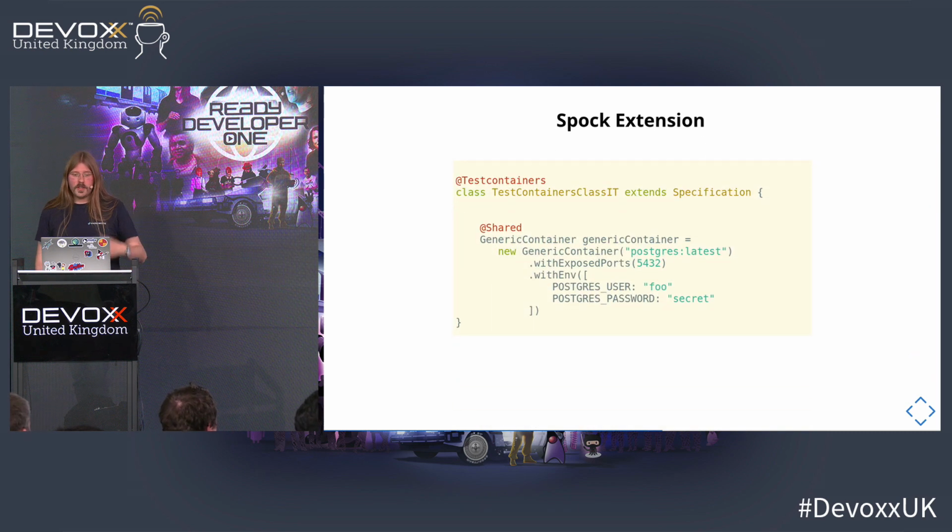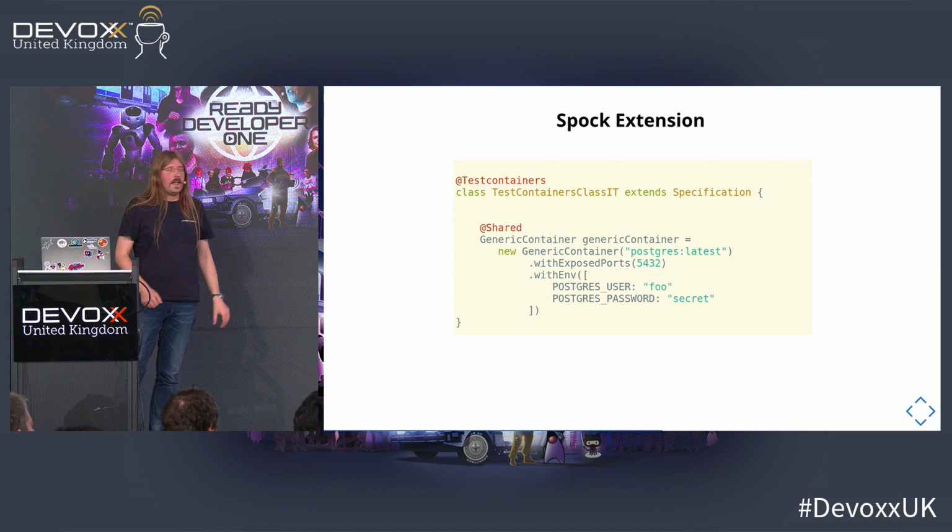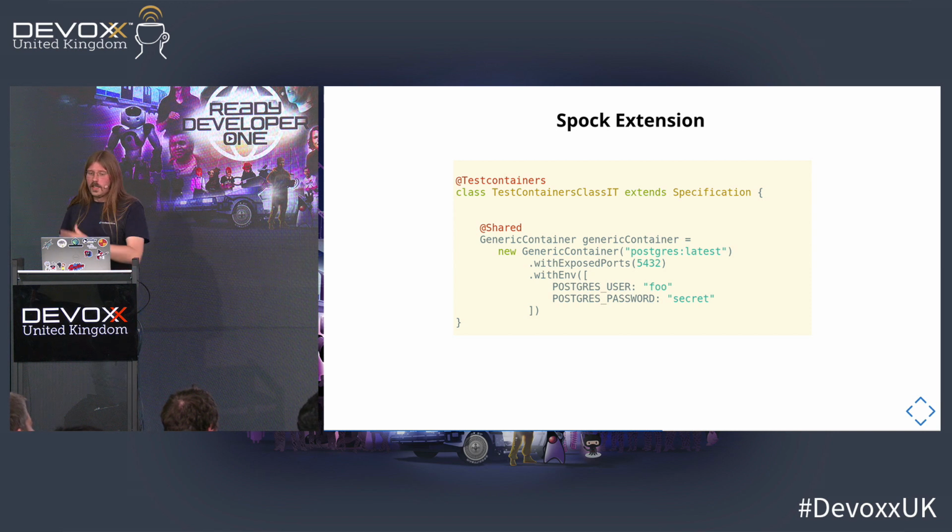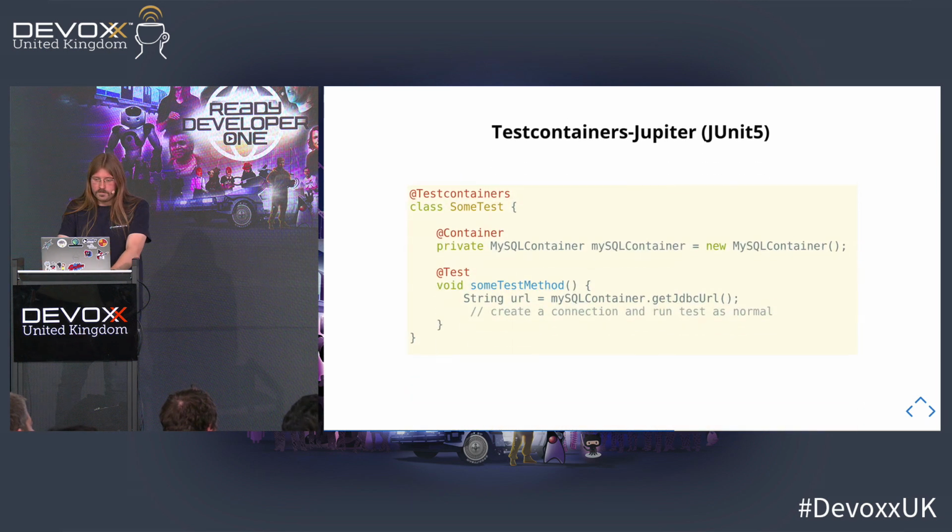Then we have also a Spock extension for the Spock testing framework. And yeah, it's a similar idea. You're, in this case, just defining your class. You're adding the Spock extension to your test class. And then the Spock extension will automatically collect all the containers that have been defined as fields of your test and start and stop them accordingly.